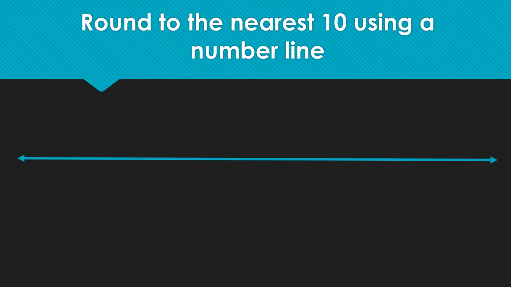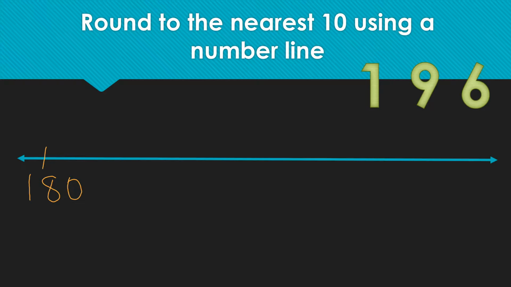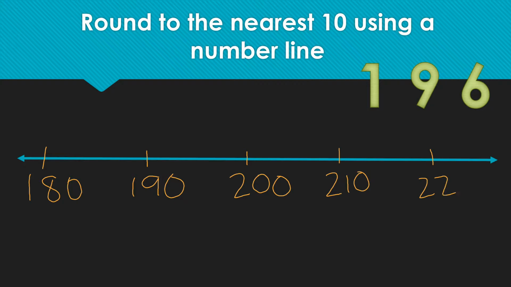Now let's round a different number to the nearest 10 using a number line. Let's use the number 196. We're still going to be counting by tens, but I'm going to start at a different number. I'm going to start at 180 because it's kind of close to my number. And I'm still counting by tens. 180, 190, the next 10 would be 200, 210, and 220. 196 would fall about here on our number line. So if you look at the number line to decide which 10 196 is closest to, it is closest to 200. So that means 196 rounded to the nearest 10 is 200.